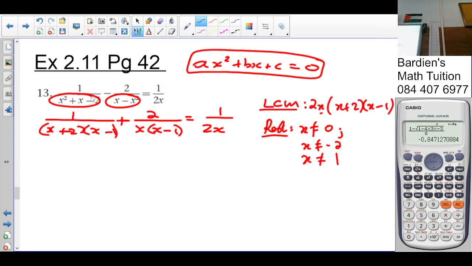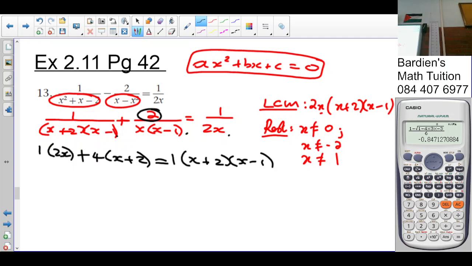So we ask ourselves, what must the first denominator be multiplied by to get the LCM? 2x, that's 1 into 2x. What must the second denominator be multiplied by to get the LCM? 2 into x plus 2. So that 2 times this 2 is going to give you 4 into x plus 2. 2x must be multiplied by what to get the LCM? x plus 2, x minus 1. You will agree with that?